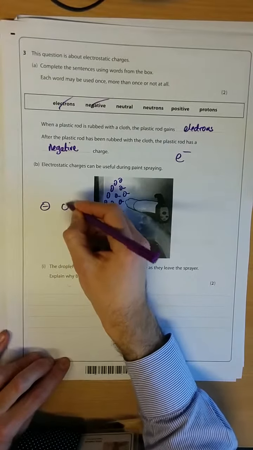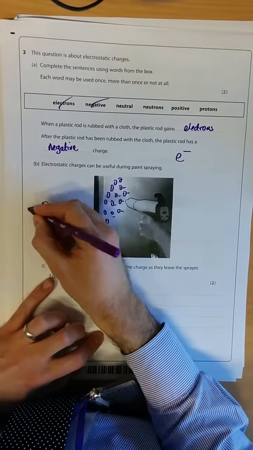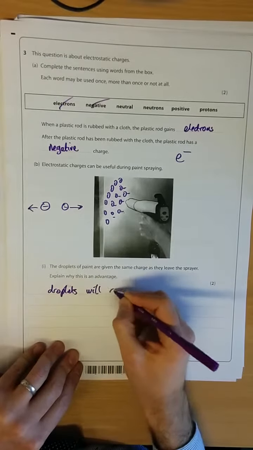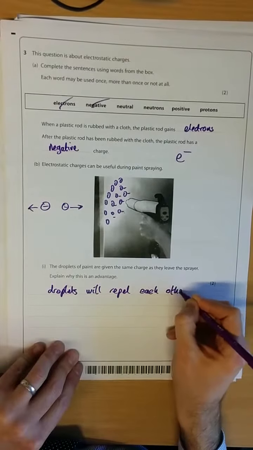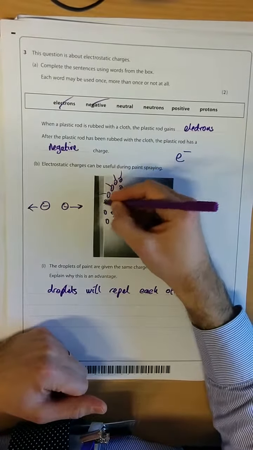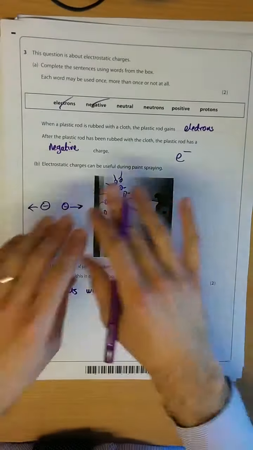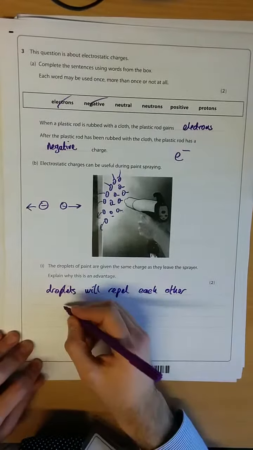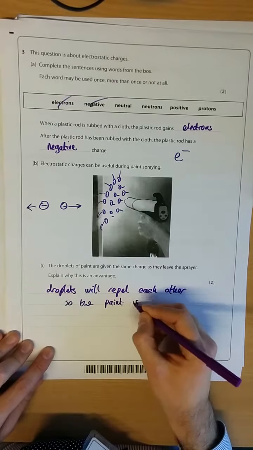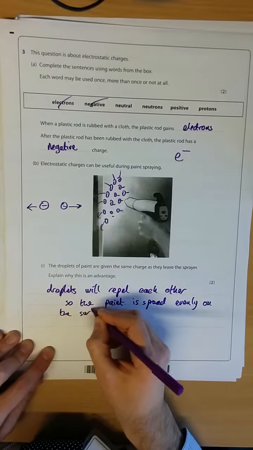So we have got lots of negatively charged droplets. And what do you know about negatively charged particles? Well, they repel each other. Okay, so the droplets will repel each other. Why is this an advantage? Well, if they repel each other, then they're all going to spread out and make a nice even covering of paint. Droplets will repel each other, so the paint is spread evenly on the surface.